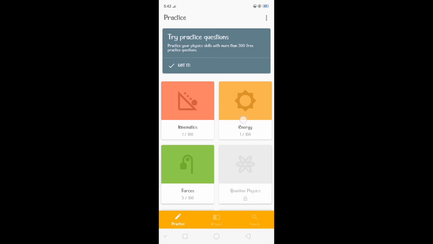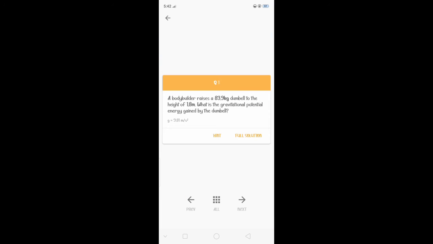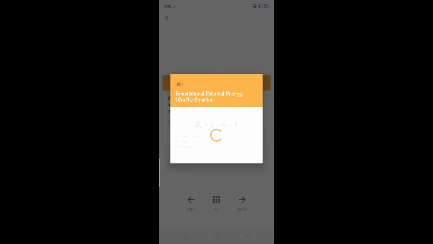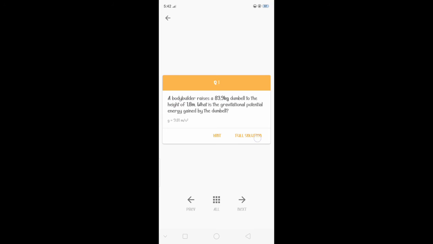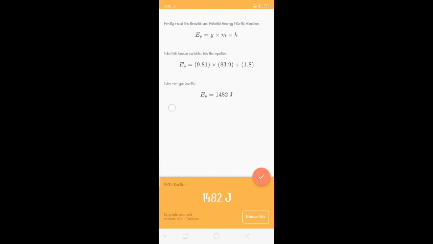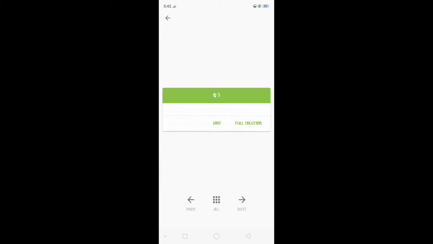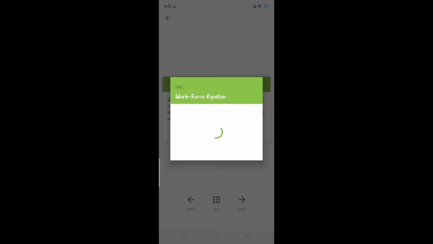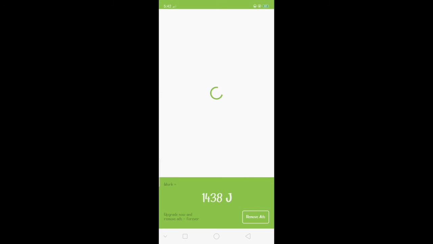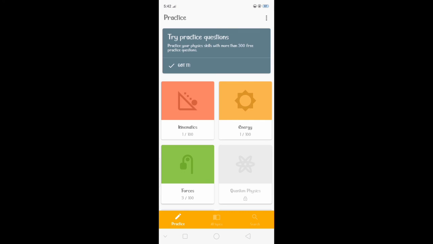So we also have energy. Still you can have the hint, and so that's the formula and the full solution. And lastly, we have the forces. Still we have the formula or the hint and the full solution. So that's about the practice questions.